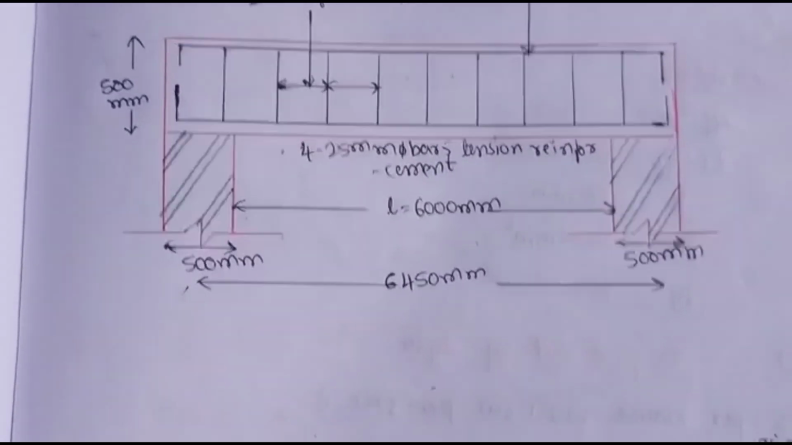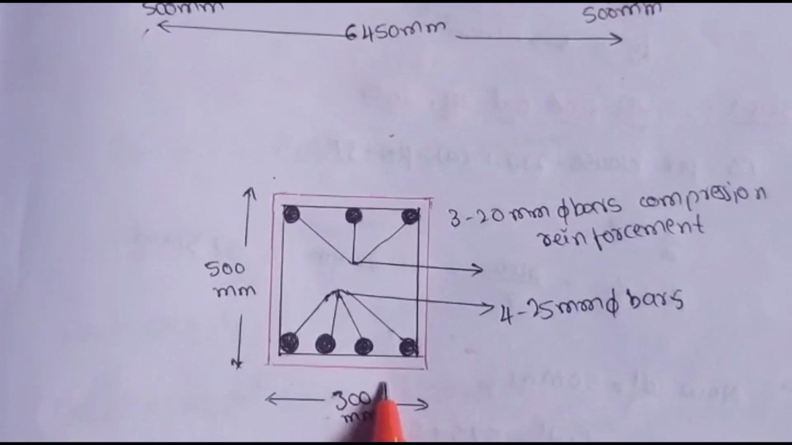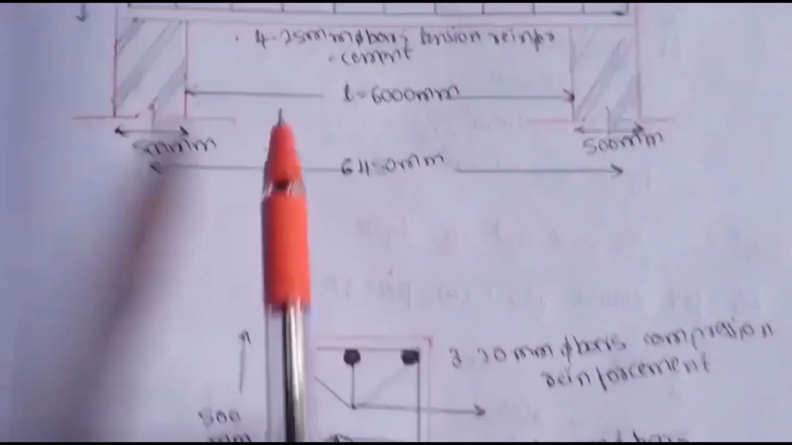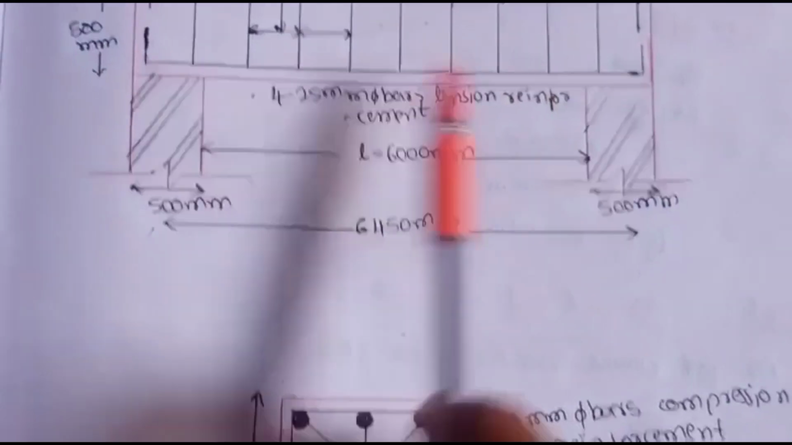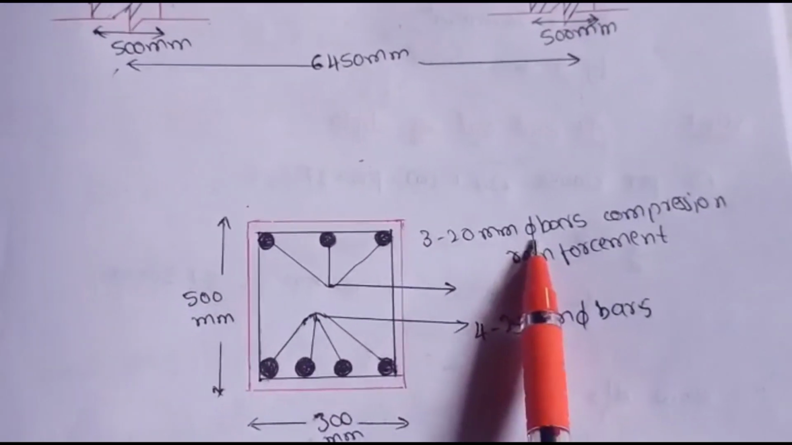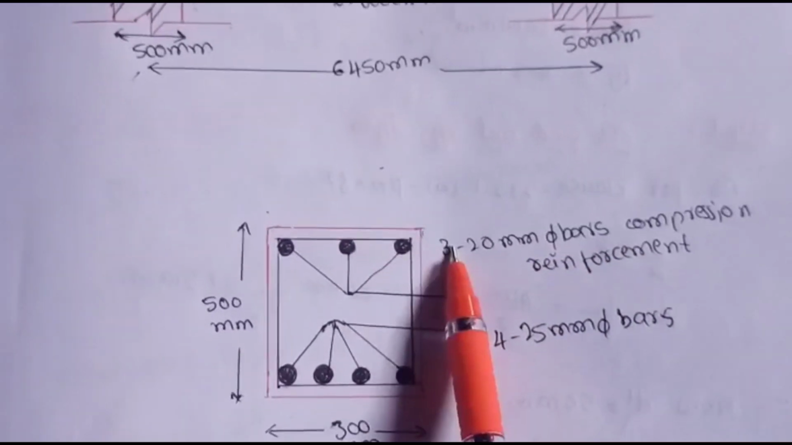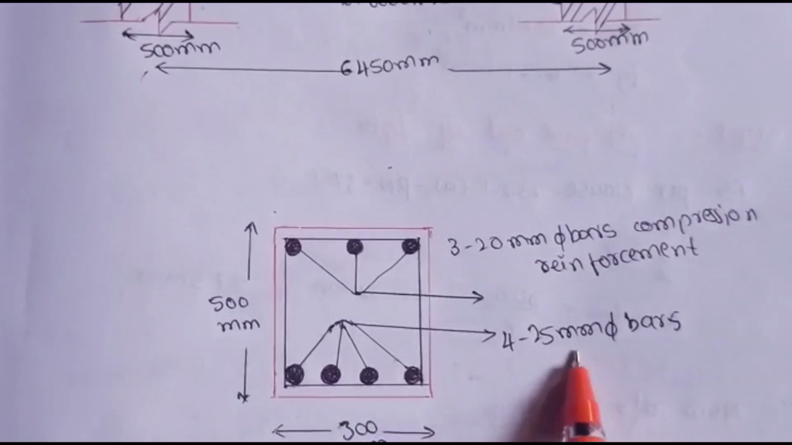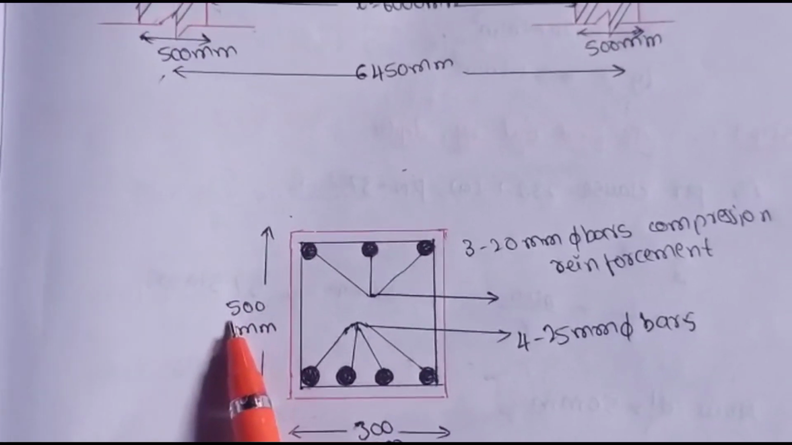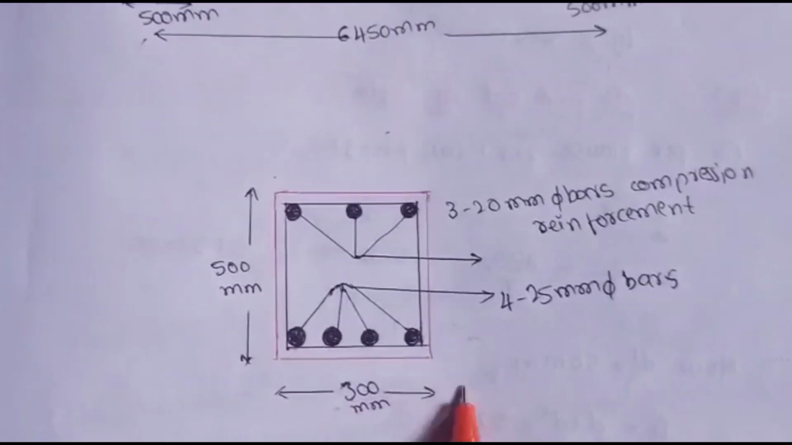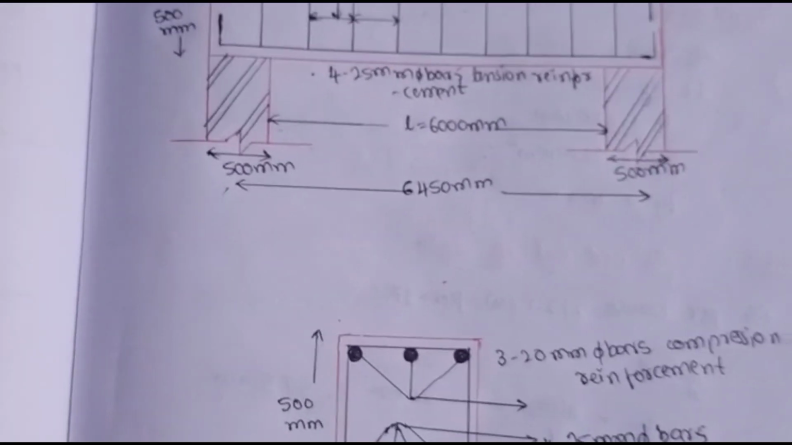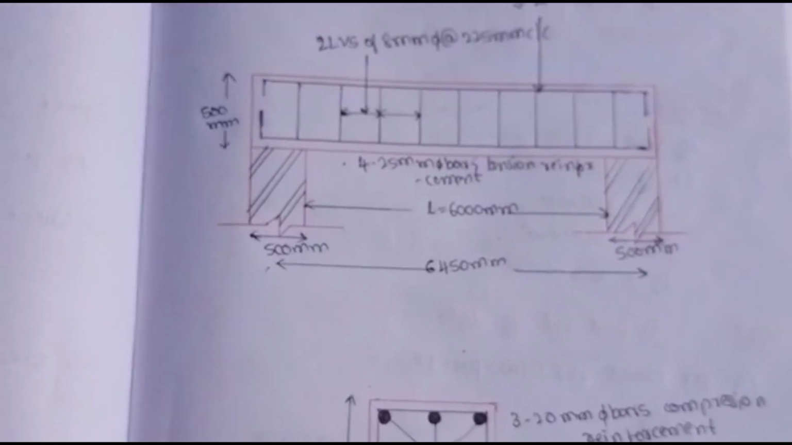Now this is the cross section diagram. When you cut the beam here or here, we'll see 3 numbers of 20 mm bars at the top side and 4 numbers of 25 mm bars at the bottom side. The overall depth of the beam is 400 mm and our width of the beam is 300 mm. So these are the reinforcement details, and here our problem ends.